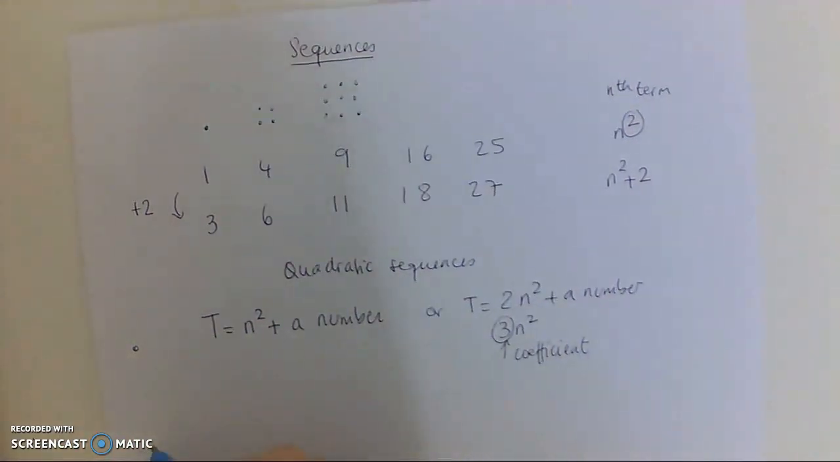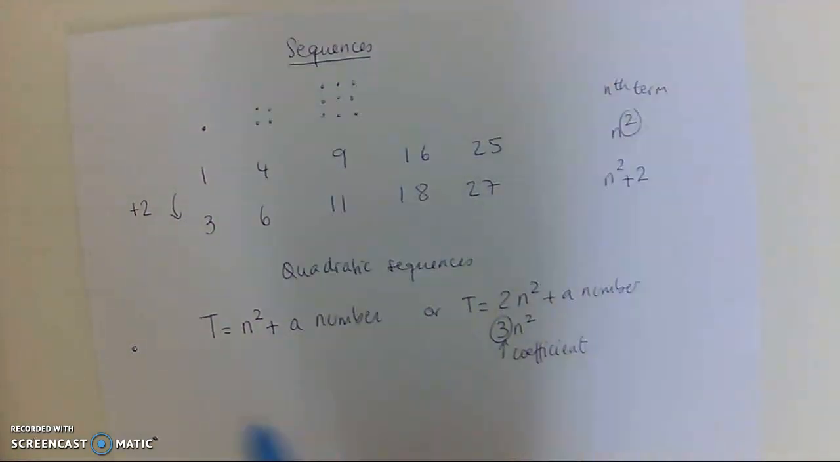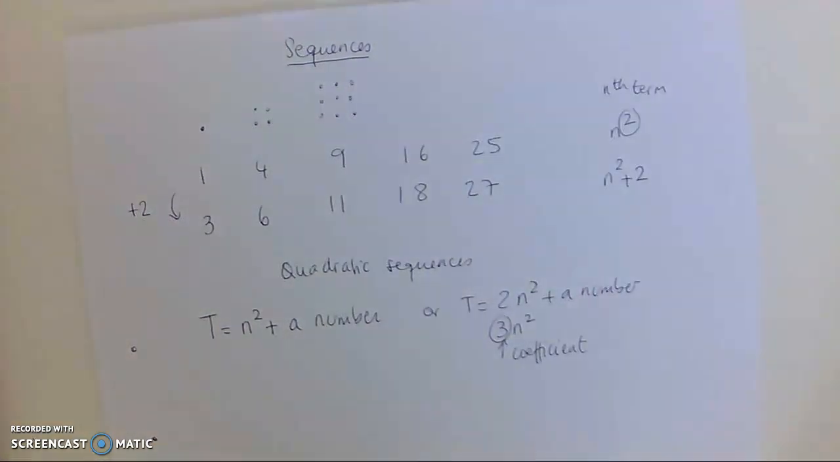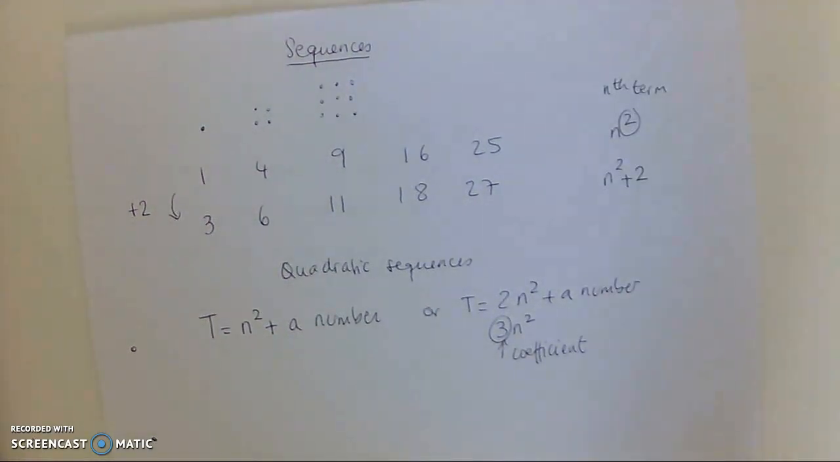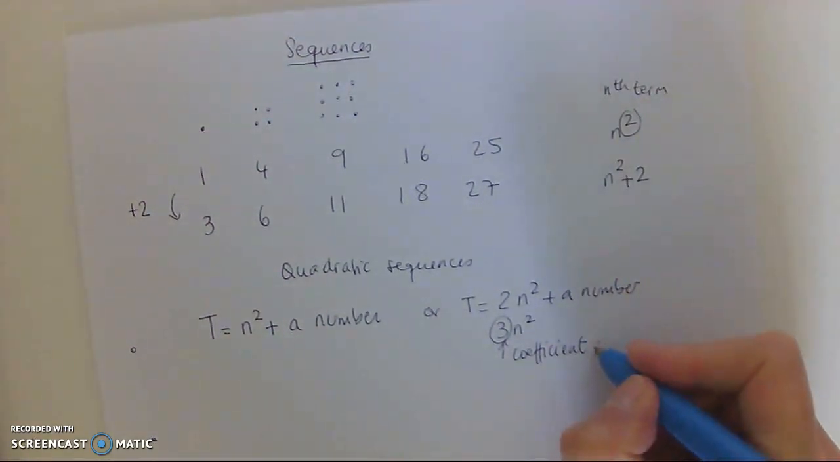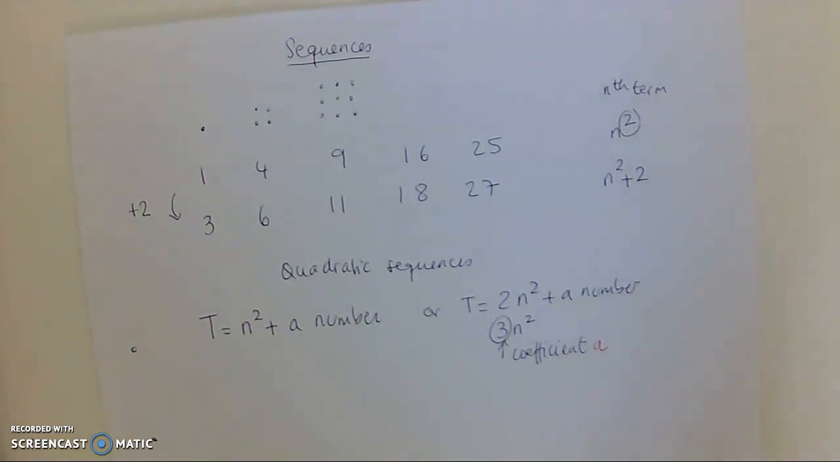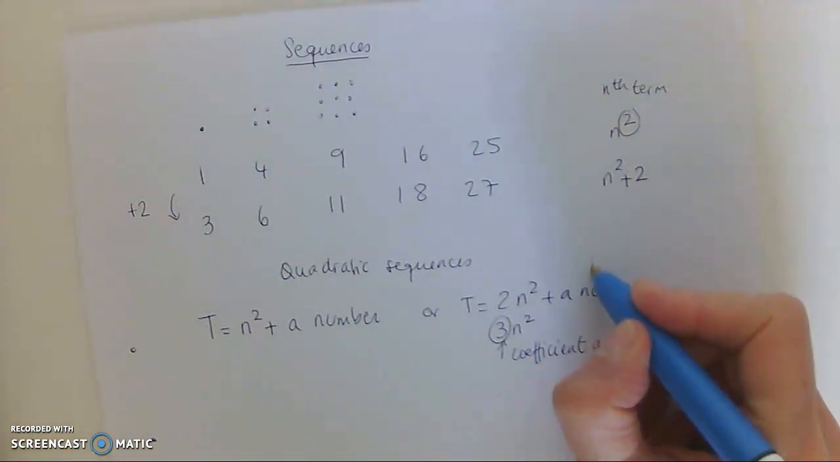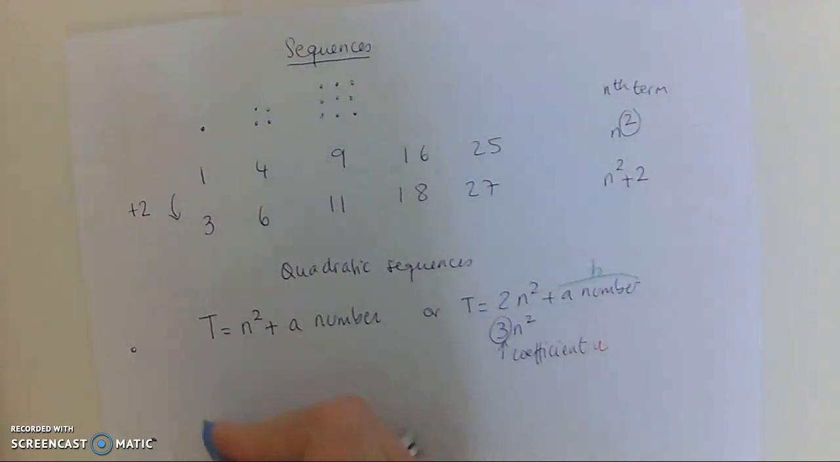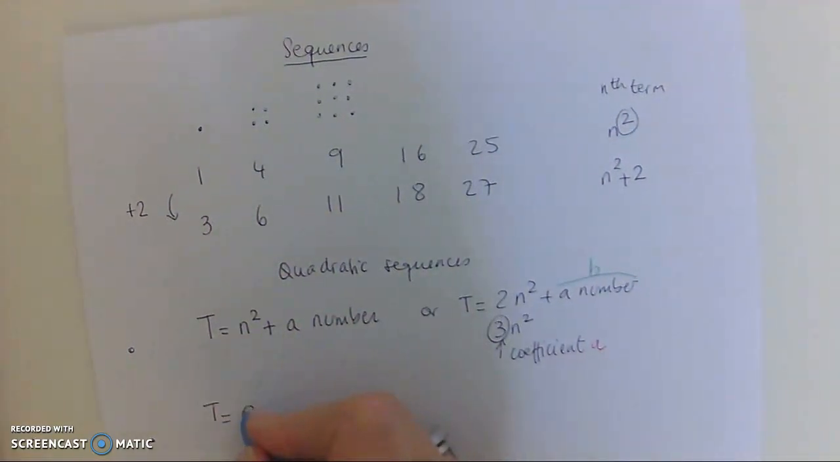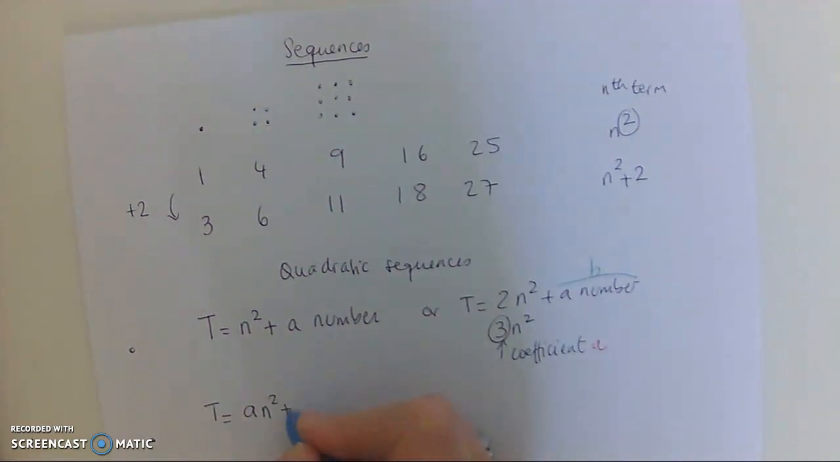Now there's another form. So the simplest form we can say, instead of coefficient we can call it a, and for the number we can call it b. So the coefficient we're going to call a, and the number we're going to call b. And that gives us a simple form of t equals a n squared plus b.